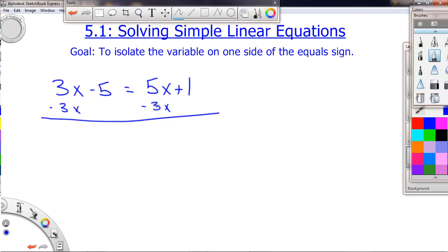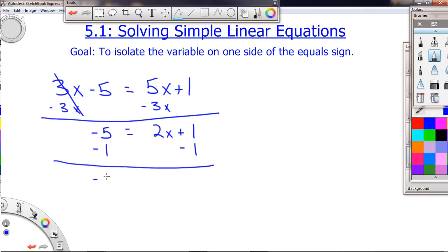So when I take 3x off both sides, these x's are all gone. I'm left with negative 5 on the left side. 5x minus 3x is 2x, and now I still have a positive 1 on the right side. Now here I can go ahead and isolate the x. So we're going to subtract 1 from both sides.